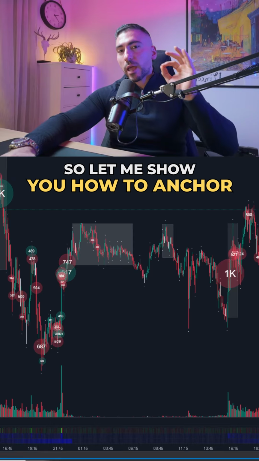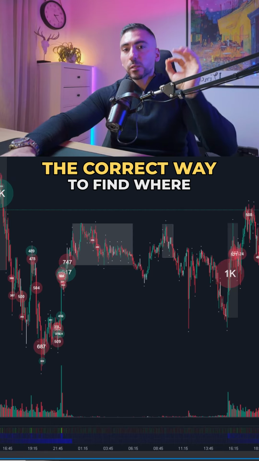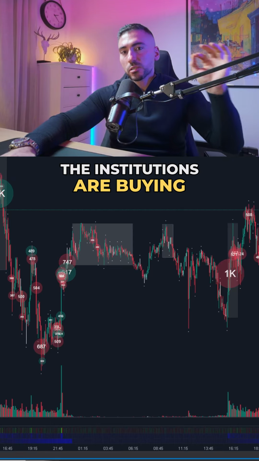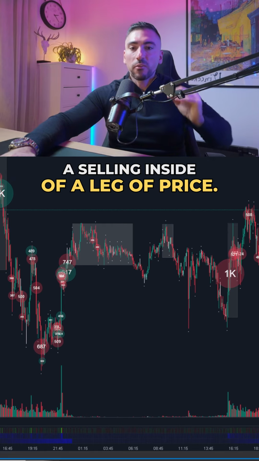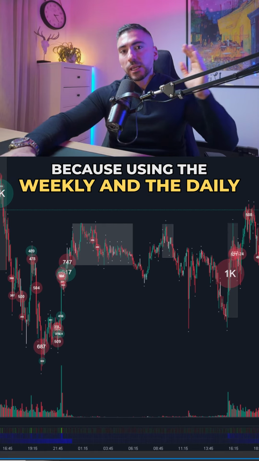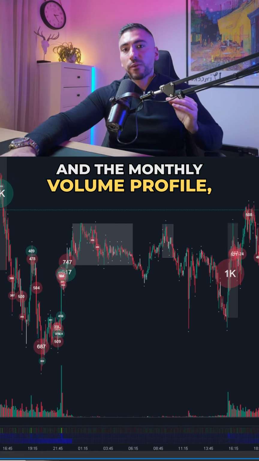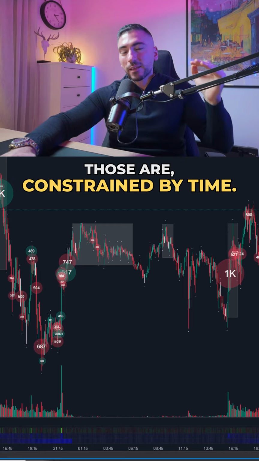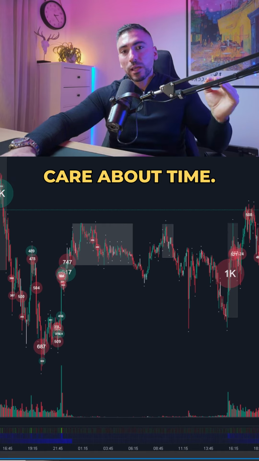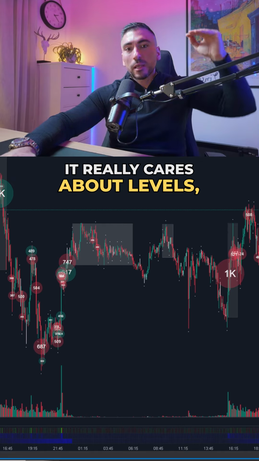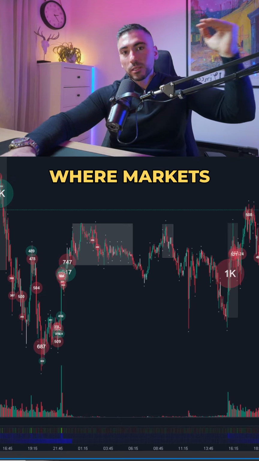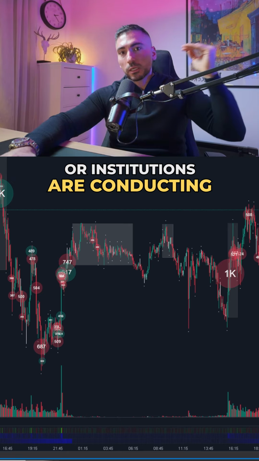So let me show you how to anchor the volume profile the correct way to find where the institutions are buying and selling inside of a leg of price, because using the weekly and the daily and the monthly volume profile, those are constrained by time, and the price doesn't care about time. It really cares about levels, price points where markets or institutions are conducting their business.